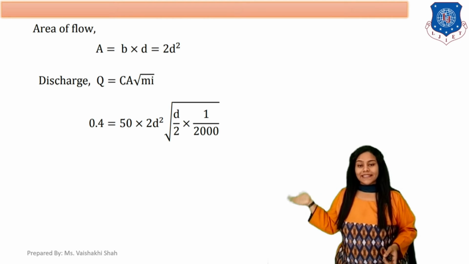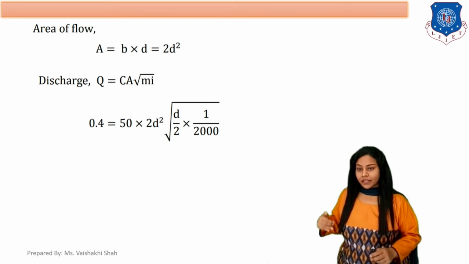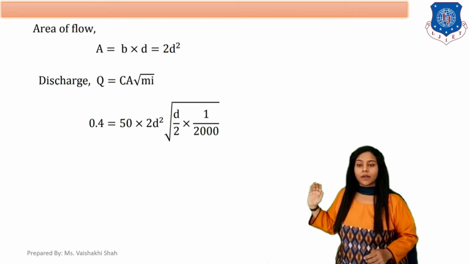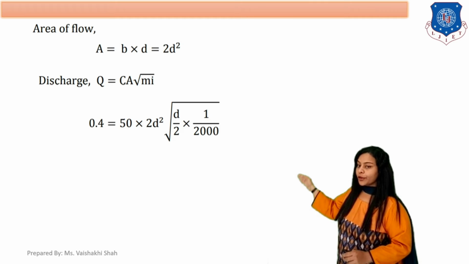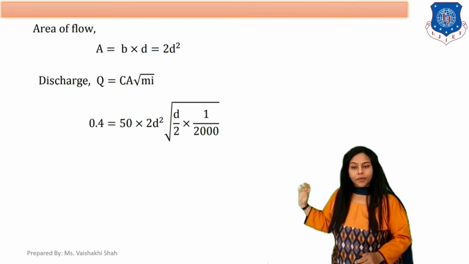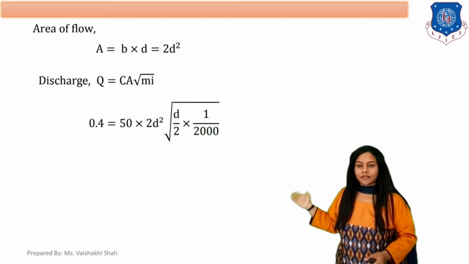Here in this data Q is given, that is 400 liter per second, which we converted into meter cube per second. So Q is 0.4 meter cube per second, okay.